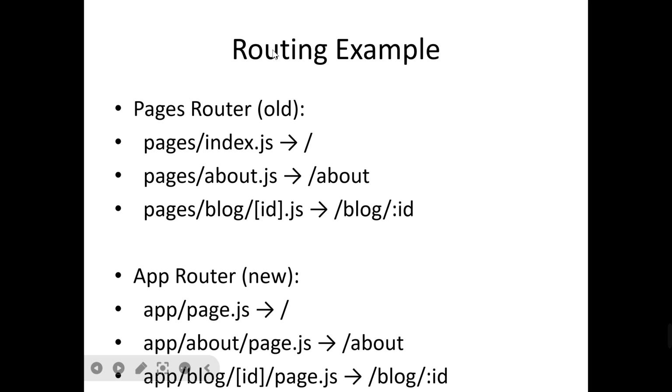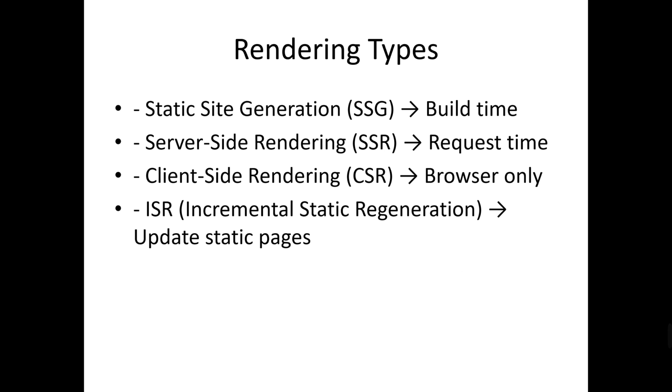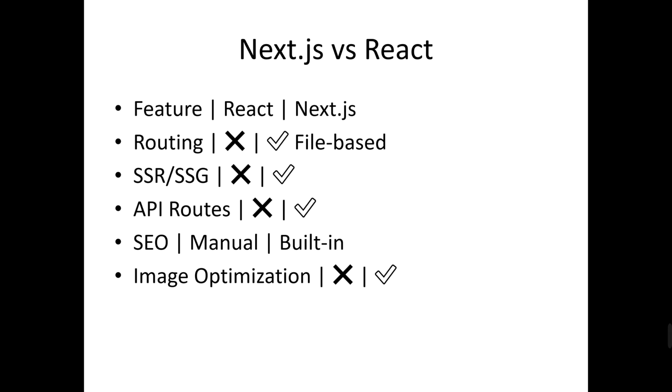Don't worry about all these things. This might look a little advanced because you don't know these concepts yet, but I'll be explaining them in the future. These are the different rendering types which we have already seen, and these are some of the features which Next.js provides and React fails to provide. When it comes to routing, React has a different method, but Next.js is file based. Server-side rendering, SSR and SSG, is not there in React, but Next.js provides it. API routing, Next.js provides it, and SEO and built-in image optimization. So these are some of the features Next.js provides.